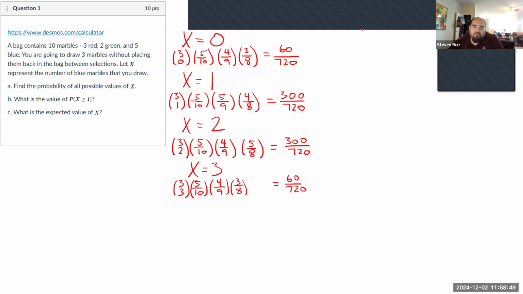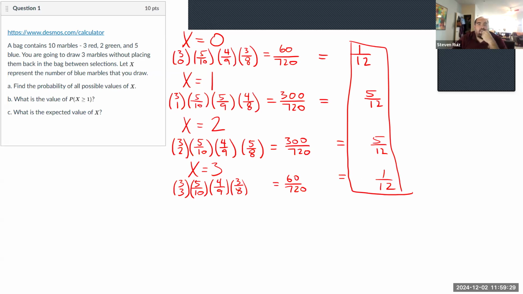That never guarantees you're right, but at least it should make you feel like you're on the right track. So let's reduce these now. I think all these are divisible by 6. So this is going to be probability of 1/12. This will be 5/12, also 5/12, and then 1/12. So this is our probability model for this experiment.